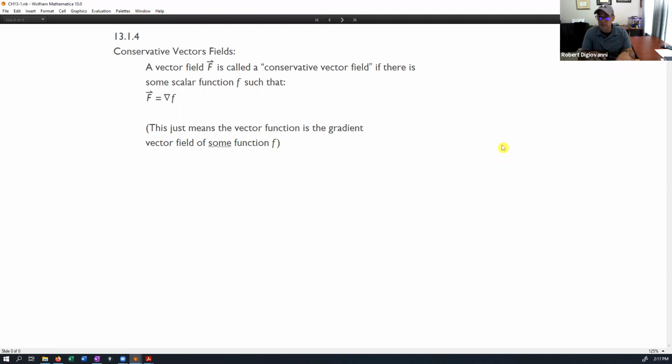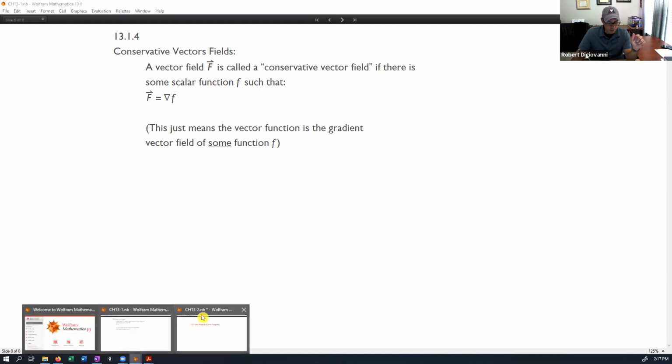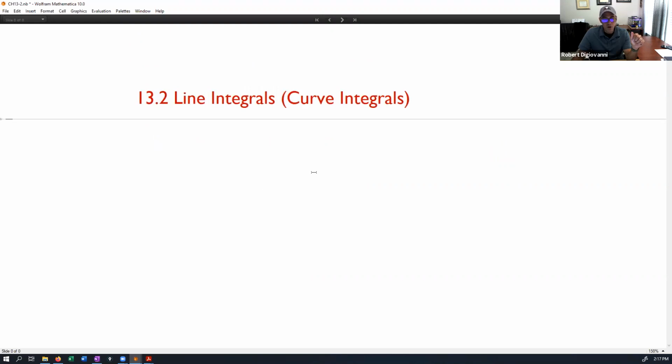We're going to step away from vector fields for just a little while and go do something else right now. It's the next section, but it seems like naturally you'd want to continue talking about vector fields right now, but I just want you to put it on the back burner. We are now going to talk about 13.2, which are called line integrals, also referred to as curve integrals.